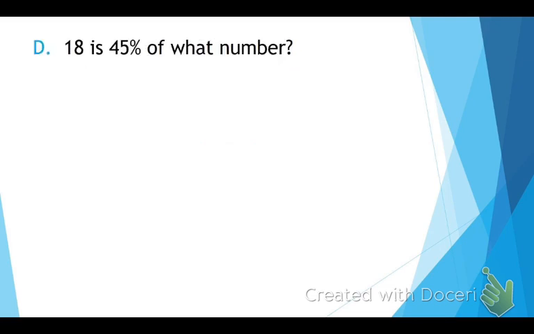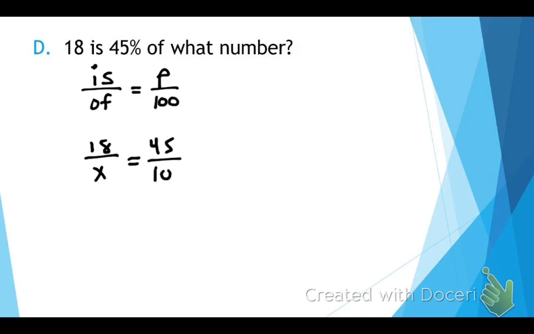Problem D. 18 is 45% of what number? We're still going to use the same exact way that we just did it before. You're going to use it, but you've got to plug in different numbers. Is over of equals P over 100. As we go over this, what's my is? 18. What's my of? We don't know it. What's my P? 45%. 45 over 100.